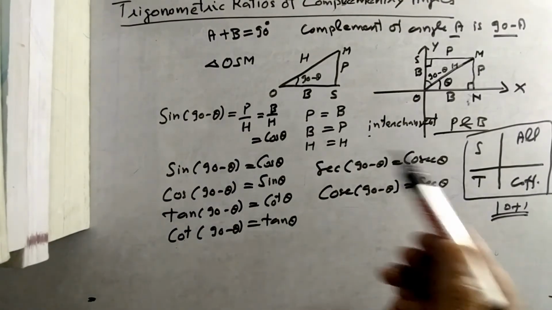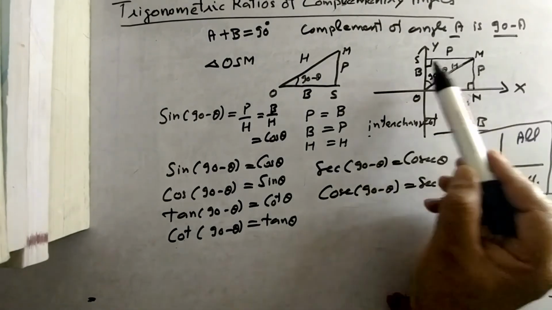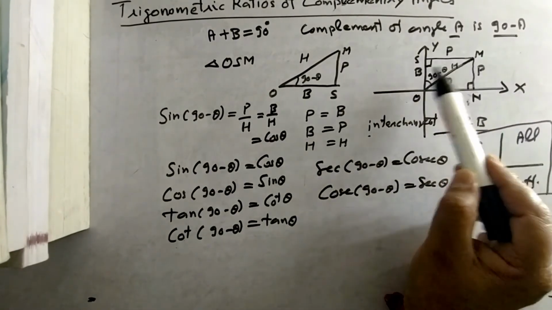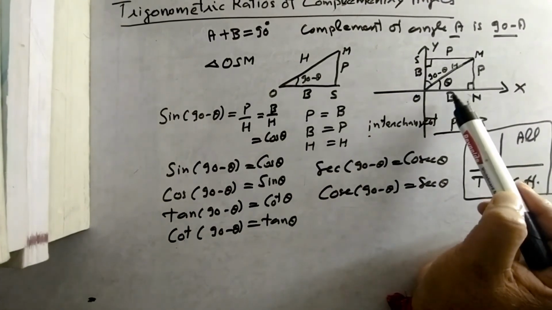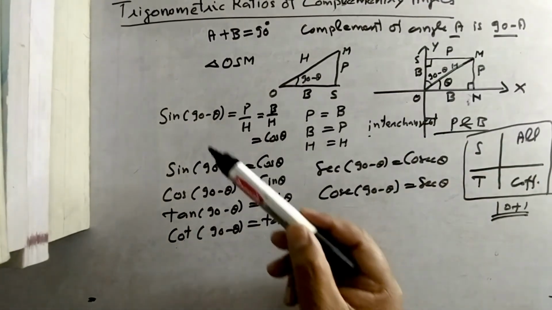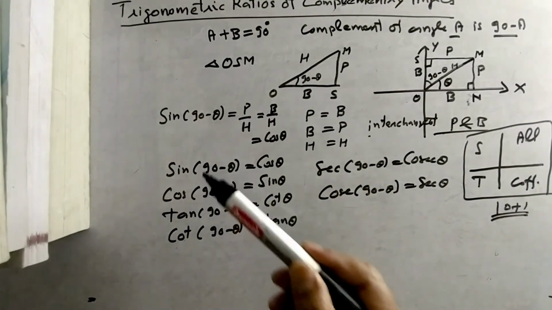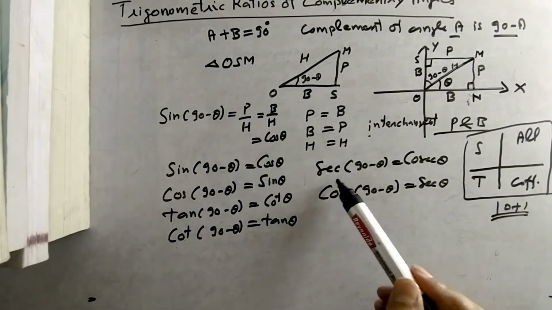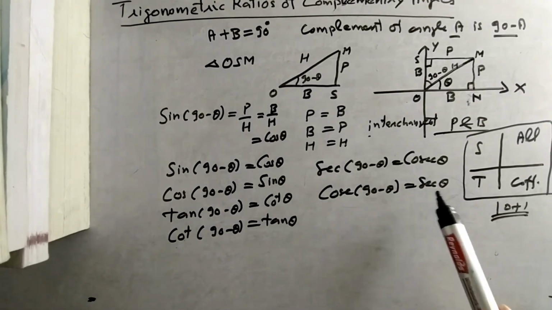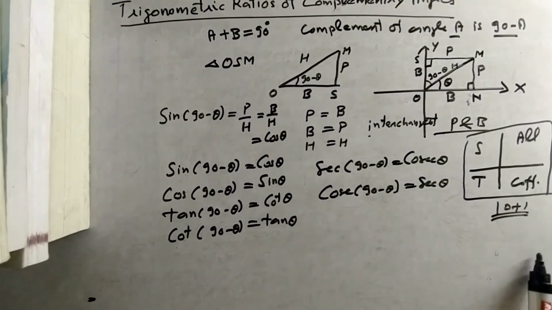Right now, the easiest way is that when you go to 90 minus theta, the perpendicular becomes base and the base becomes perpendicular. So only there is an interchange. Sine becomes cos, cos becomes sine, tan becomes cot, cot becomes tan, secant becomes cosecant, cosecant becomes secant. So this is the easiest way to learn this trick. Okay.